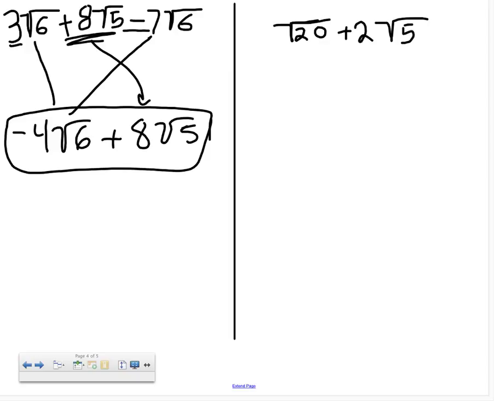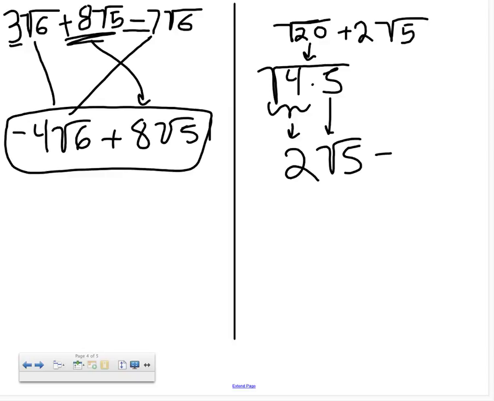And in the next one, it looks at first glance like we can't do anything. We can't do 2 root 5 plus root 20 because root 20 isn't the same as root 5. But that's why we learned how to simplify them, because this root 20, if I recall, is like saying 4 times 5. And I can do root 4. Root 4 is just 2. Then bring down my root 5.